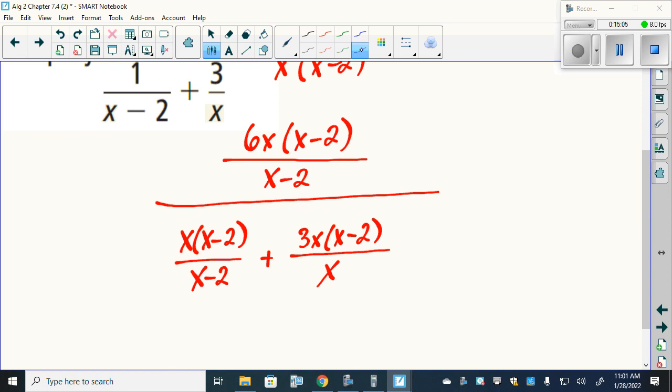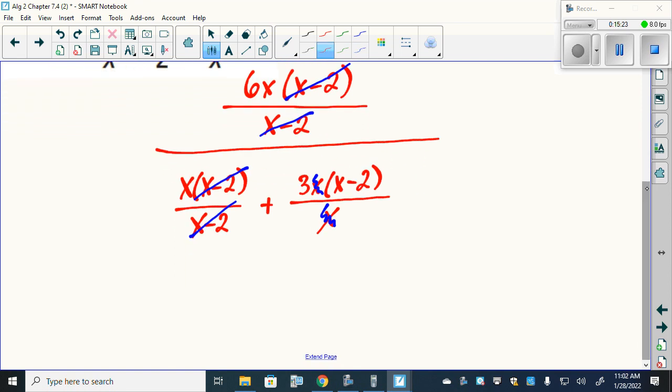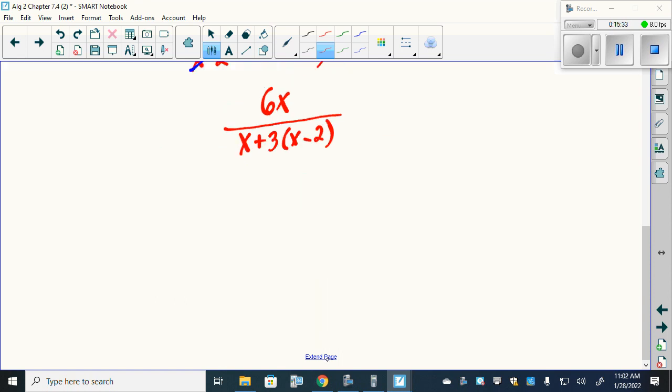Well, there are a few things that simplify, and we hope there would be. Because here the x minus 2 and x minus 2. Here, x minus 2 and x minus 2. And here we have the x and x. Which leaves us with 6x over x plus 3 times x minus 2.